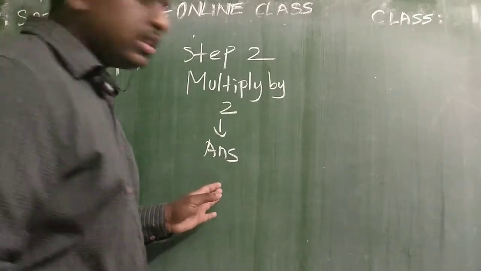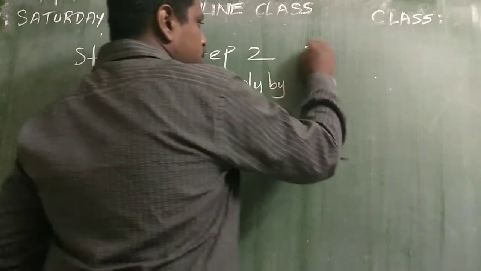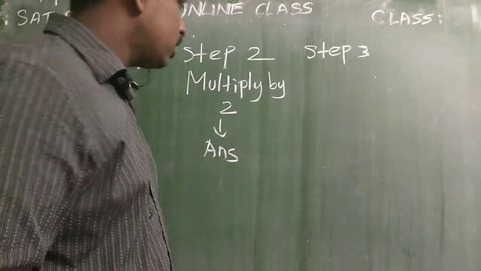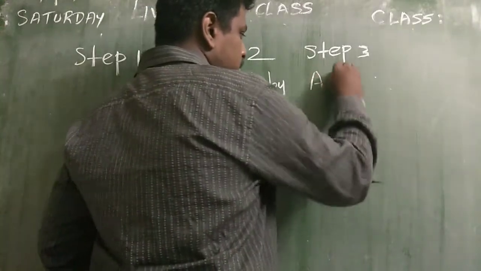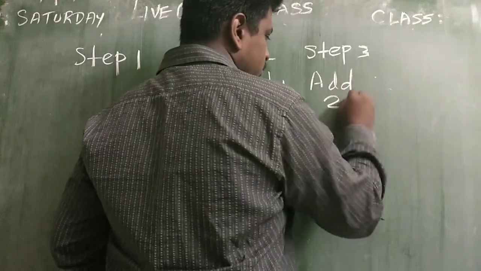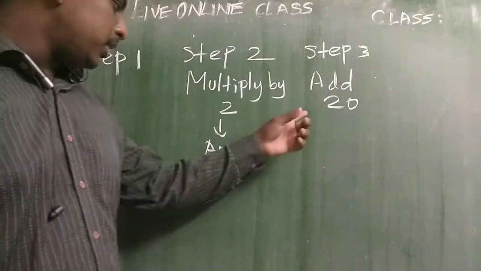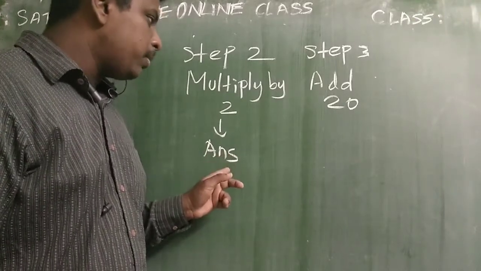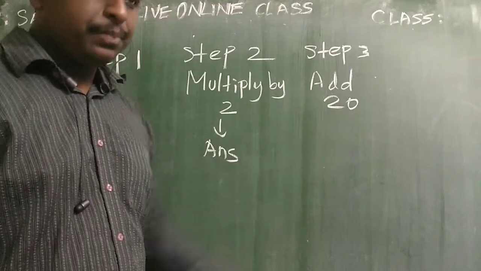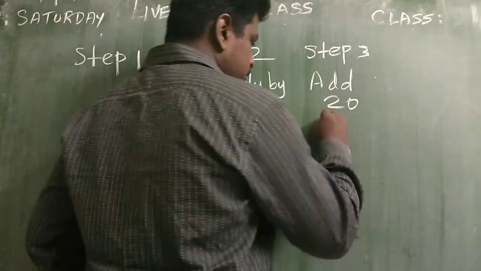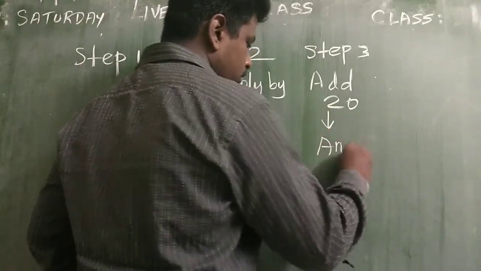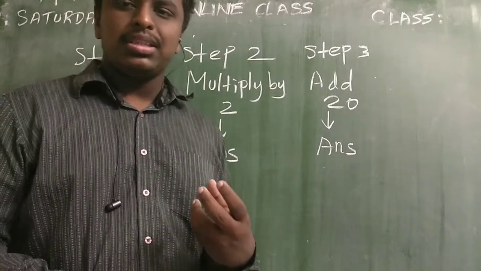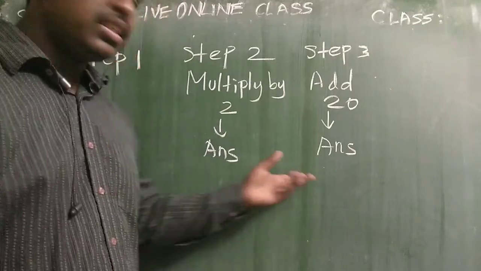Now take this answer and move to step 3. Just take this primary answer and add 20 to it. The answer you got in step 2 is the primary answer, so add 20 to it. I hope you got one answer. That is the secondary answer.